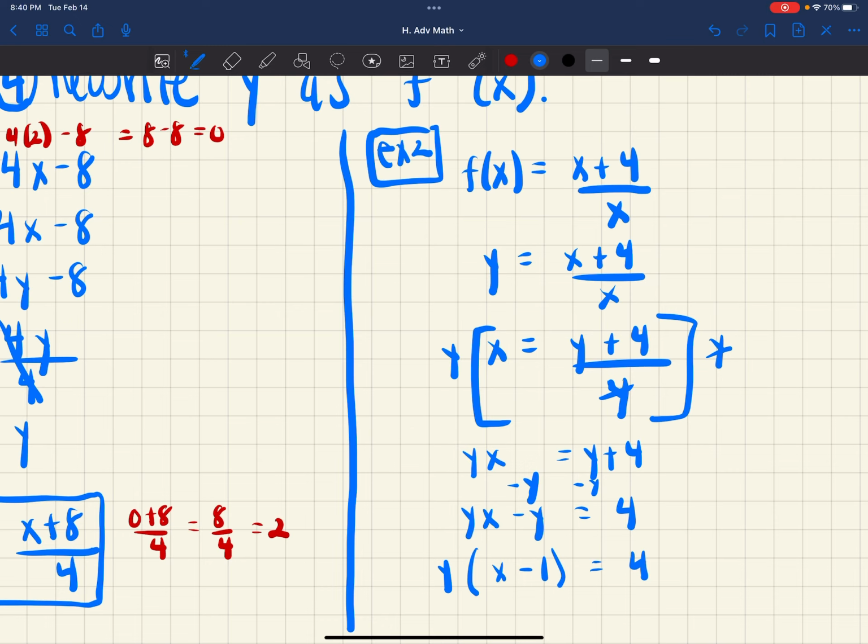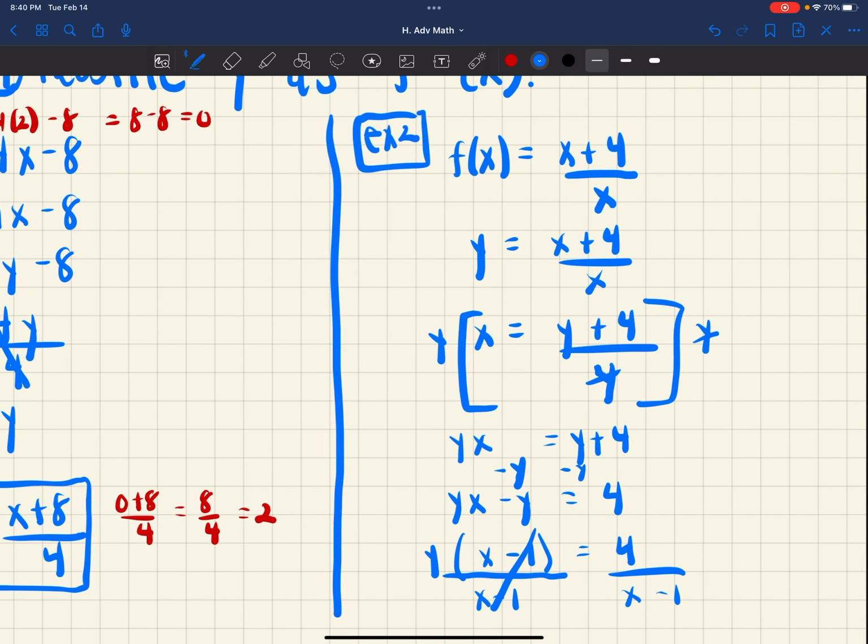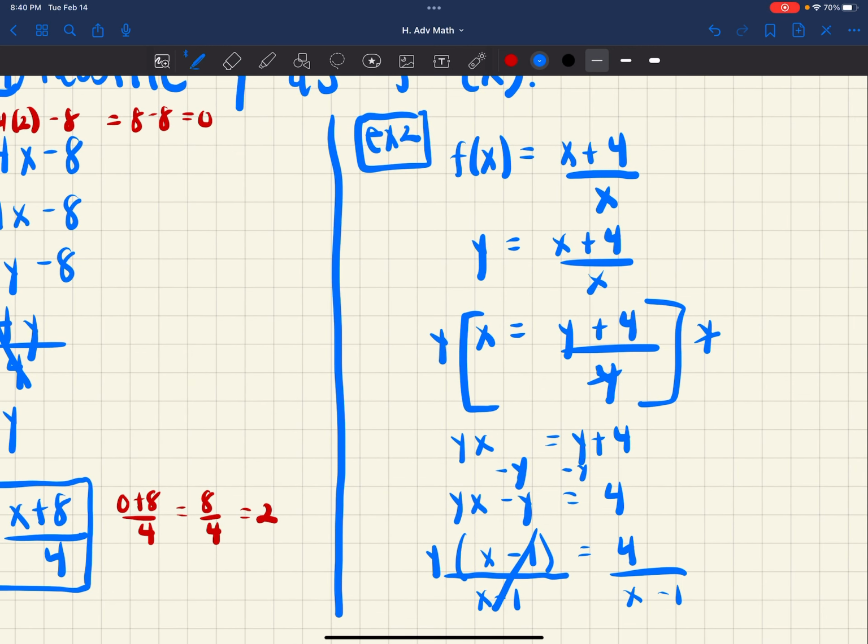Again, your goal is to get y by itself. So now I need to move this to the other side. How can you do that? Well, you can divide by x minus 1 on both sides. On the left-hand side, (x minus 1) divided by (x minus 1) eliminates out. And then you're left with, I don't have any space, so I'm going to bring it up to the top, your y is equal to 4 over (x minus 1).